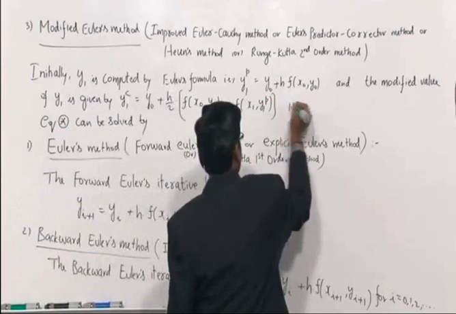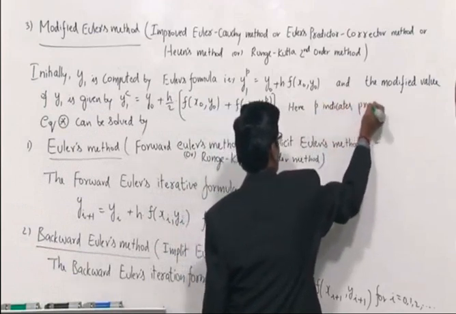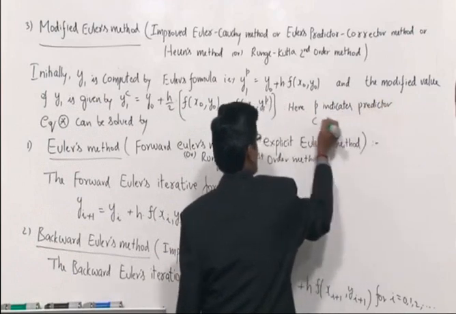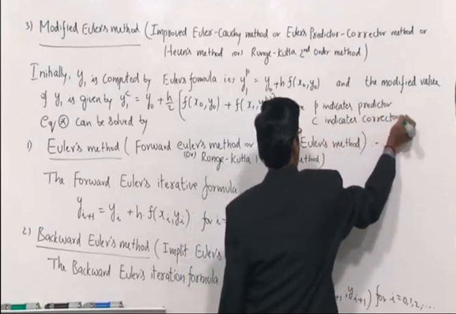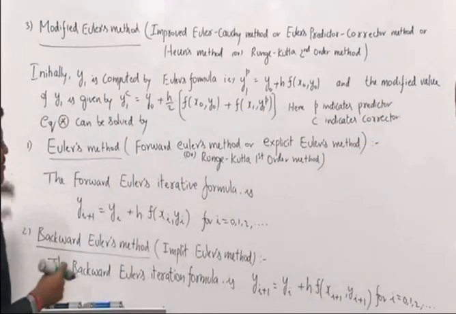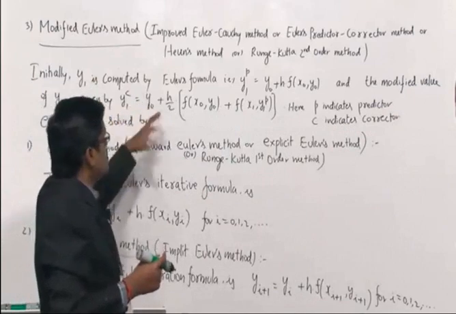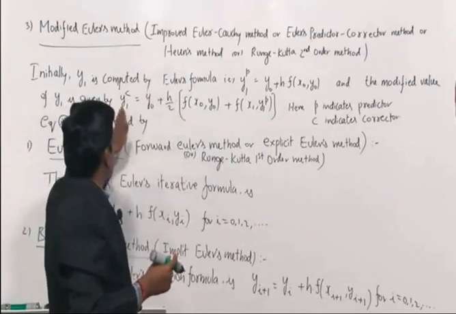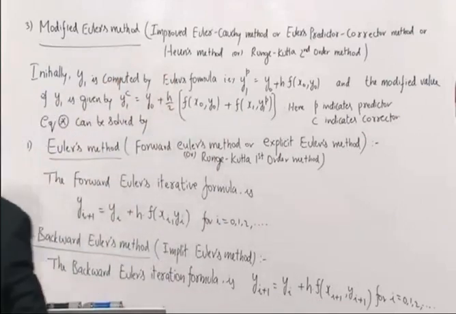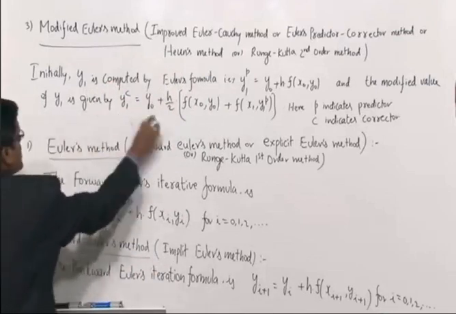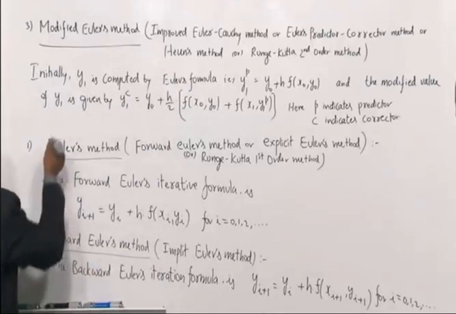Here p indicates predictor, C indicates corrector. First of all, predicting that y1 by Euler's method, and to get the accuracy, to modify or improve, that is so many names, we are using this formula as the modified value of y1. This C indicates corrector. So 3 methods, please learn by heart all the recurrence, iterative formulas.